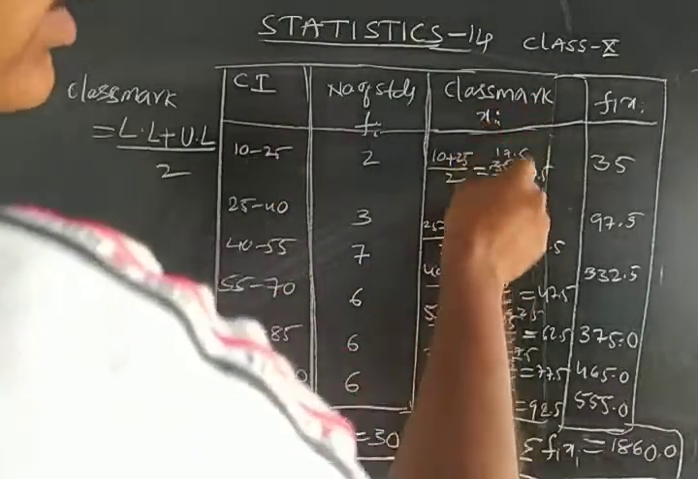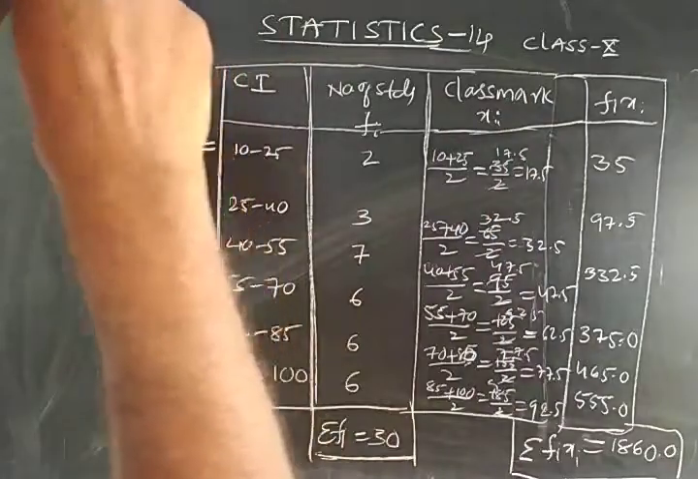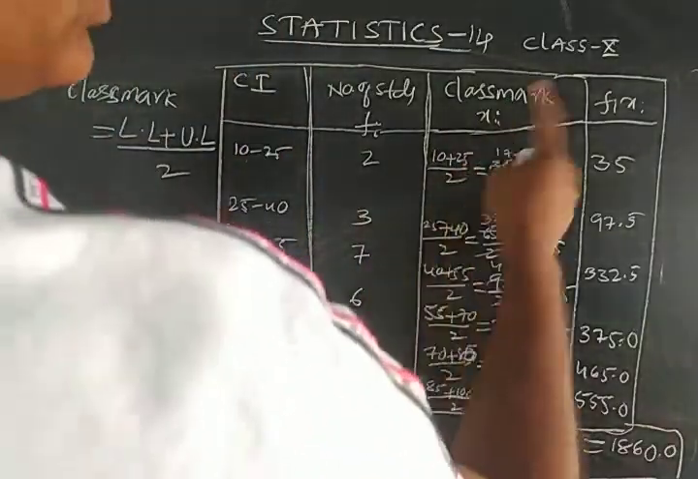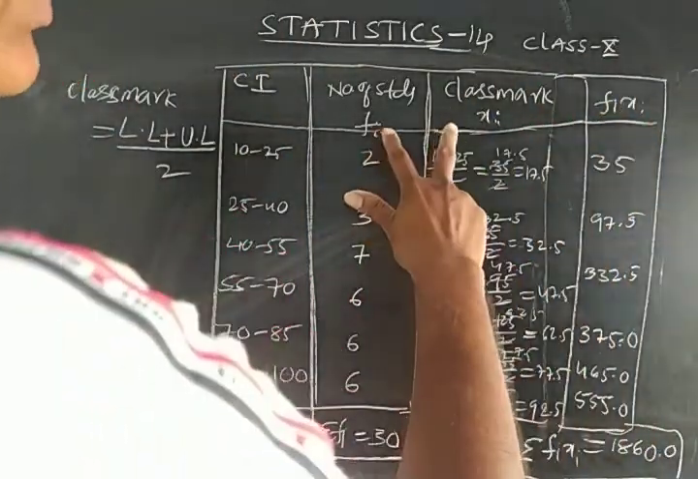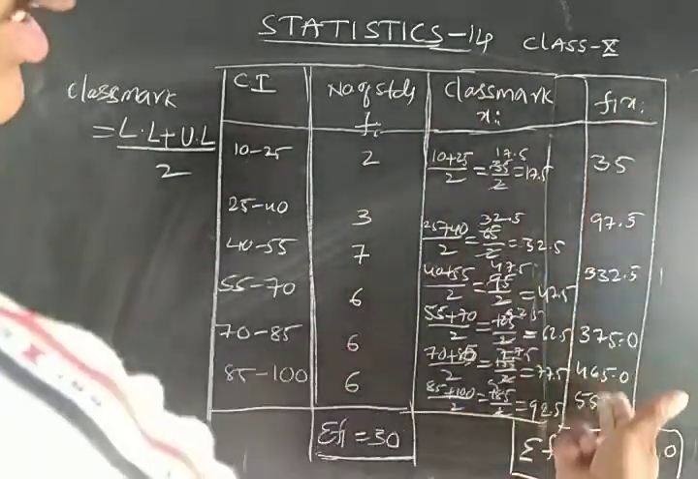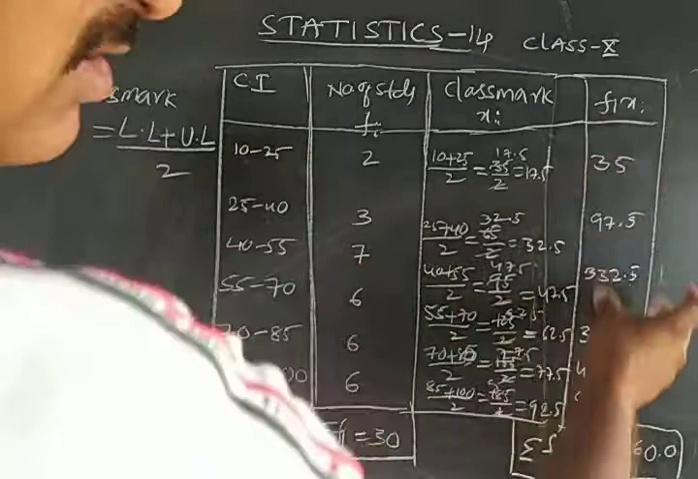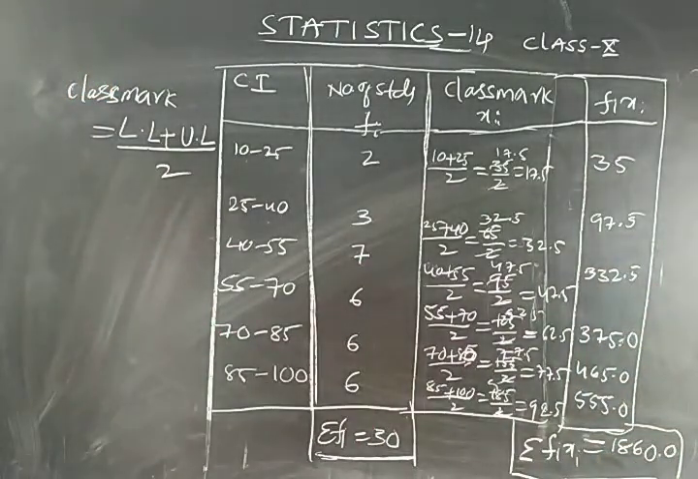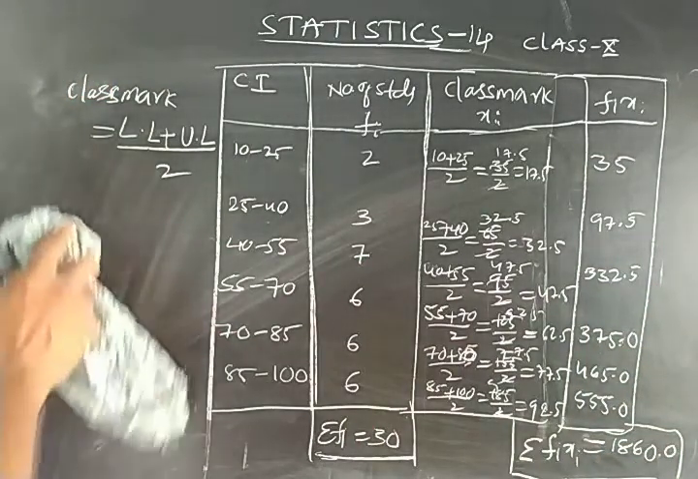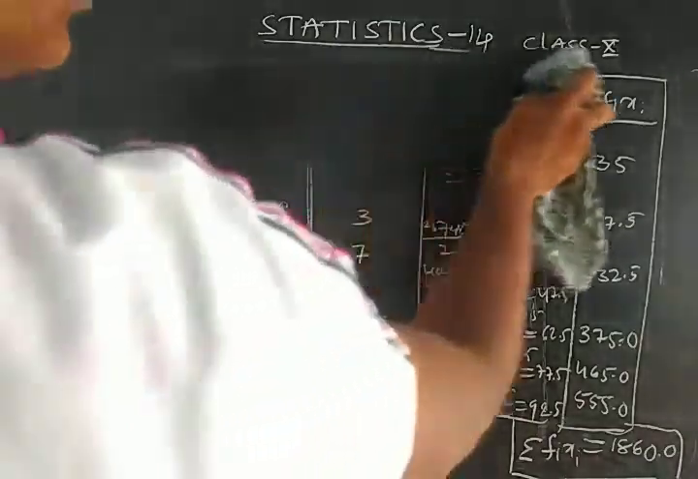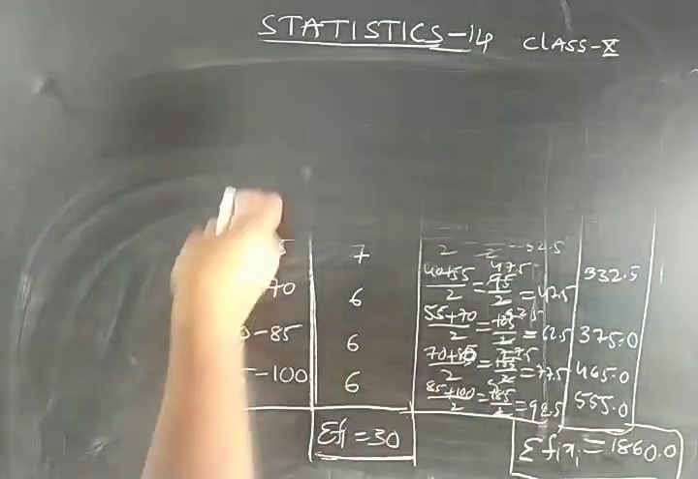After getting the class marks, denote them in the column by xi. Then the next step is to find the product of fi and xi. You will get all these values. Then find the sum of the frequencies and the sum of fi xi. After getting these, you have to find the mean.